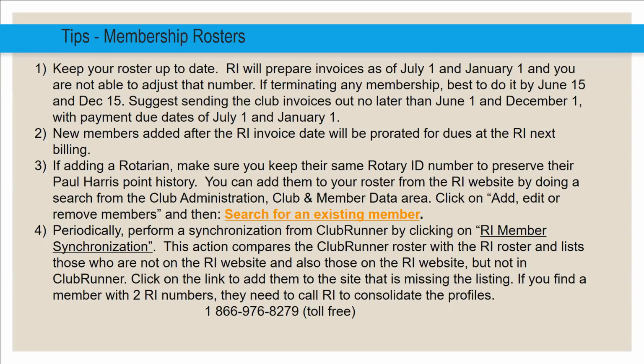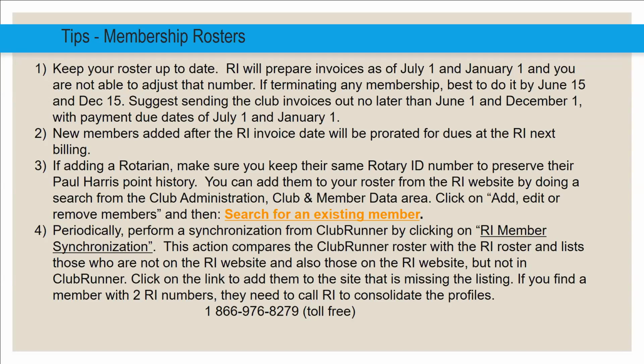Say you accidentally added them, and now this person has 2 numbers. What they need to do is call Rotary and explain. They'll look up the two numbers, see what kind of points there are, and then consolidate it into one number. And it's usually the lower number that gets the points.